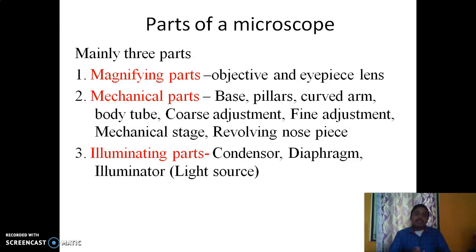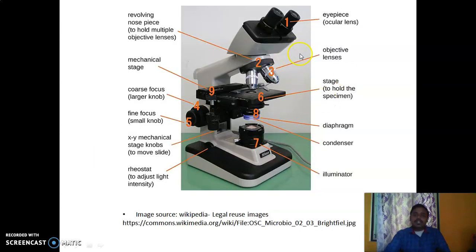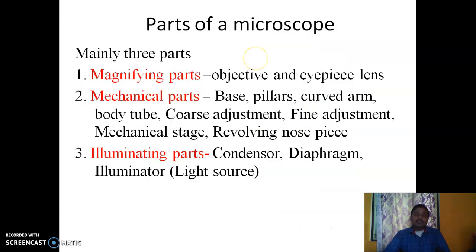Magnifying parts are basically the objective and the eyepiece lens. If you can see the image here, this is the simple structure of a microscope. You can see there are two eyepiece lenses, or we call them ocular lenses, through which we are going to observe the image. This eyepiece lens is at the top, and the second is the objective lens. There are different ranges of these objective lenses based on the level of magnification they can create. These two lenses we call the magnifying parts.